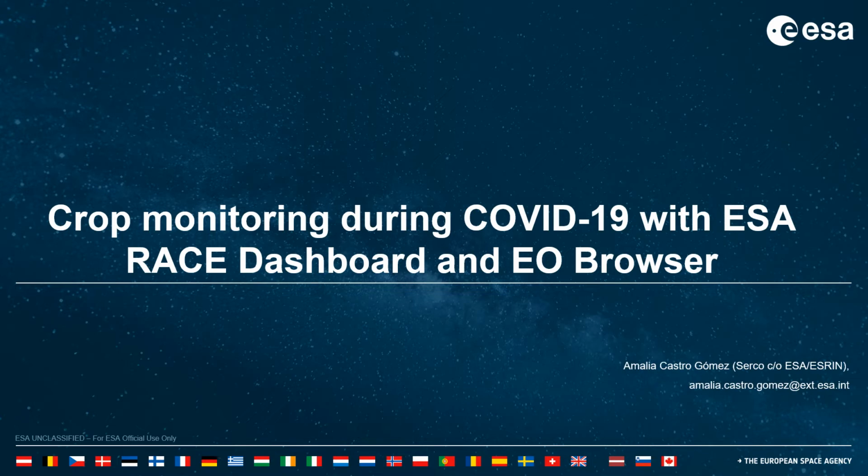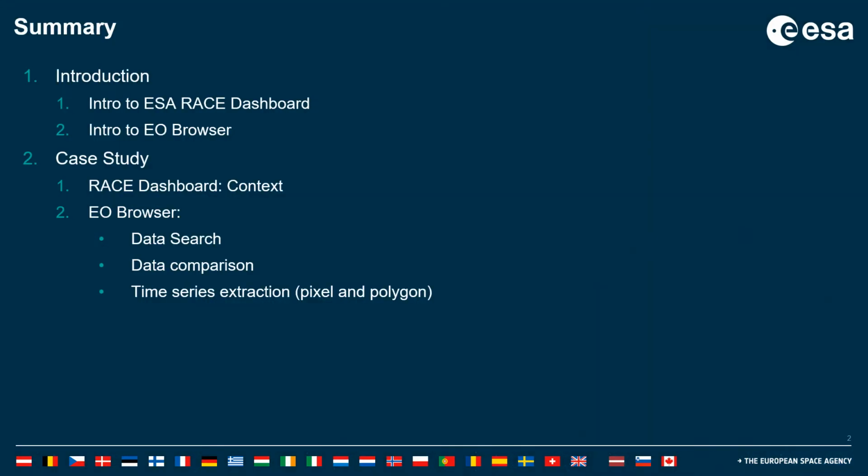In this session, we will monitor crop harvesting during the pandemic using two tools, the ESA RACE dashboard and the EOBrowser platform. This is what we will do. First, an introduction to each of the two tools. Then a short case study in which we will see the context in the RACE dashboard, and we will complete the information it gives us with an analysis in the EOBrowser platform, where we will look for Sentinel-2 data and extract the time series to see the harvest and the impact that the pandemic has had on the harvest.